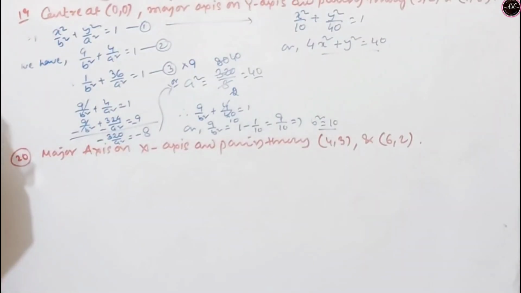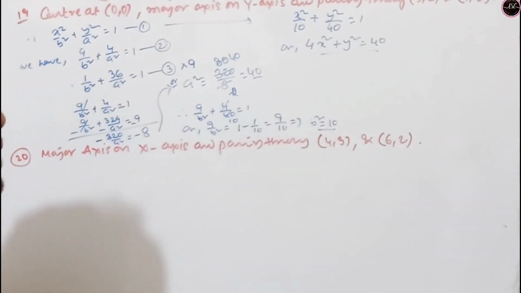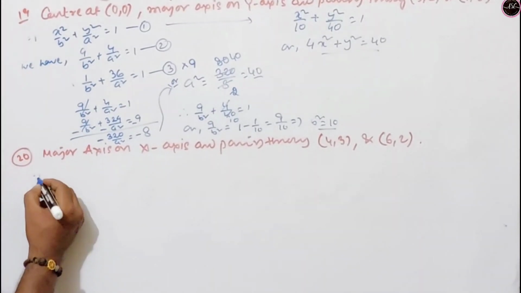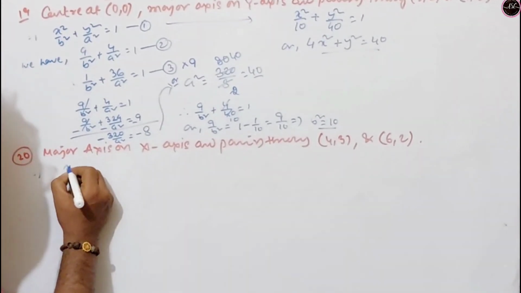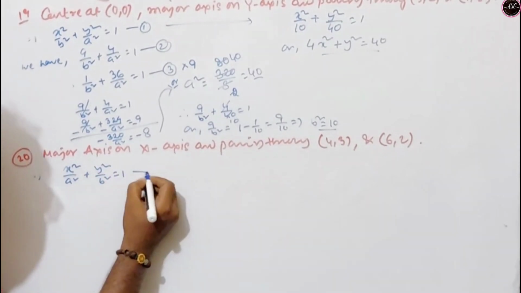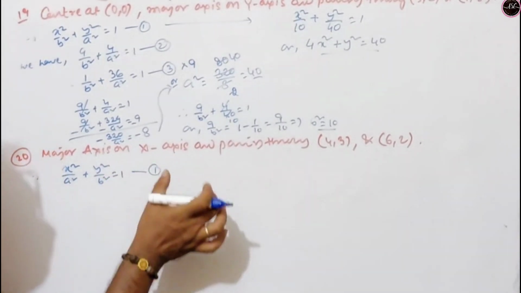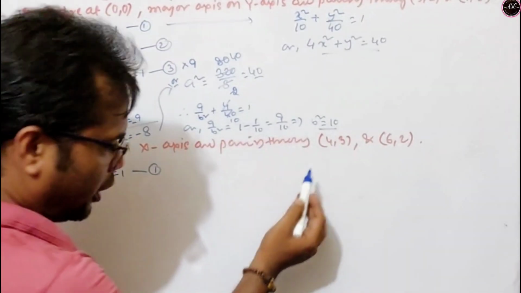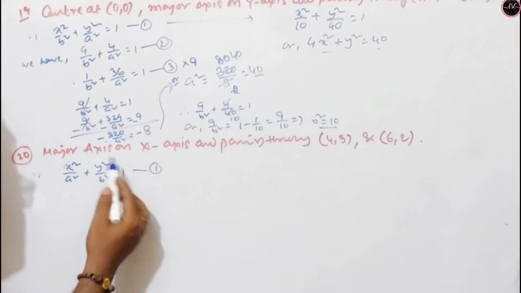Look at this question. Major axis on x axis and passing through (4, 3) and (6, 2). Okay, so the major axis is the x axis, that means the equation is like that: x square by a square plus y square by b square equal to 1. This is equation 1, and the ellipse is passing through (4, 3) and (6, 2). So for these two points, this equation should be satisfied.